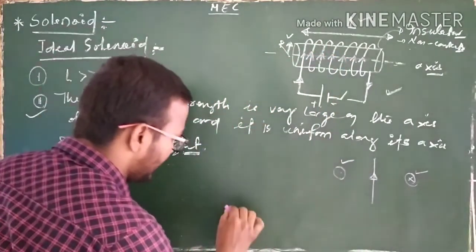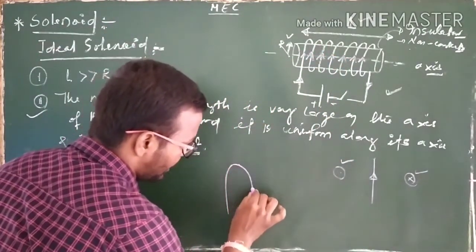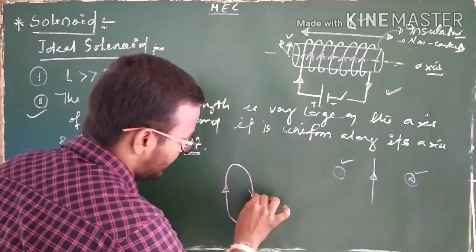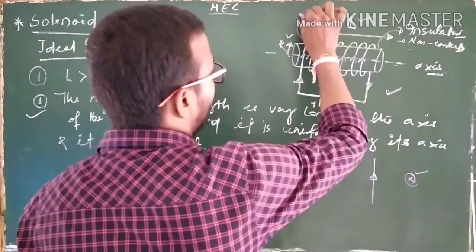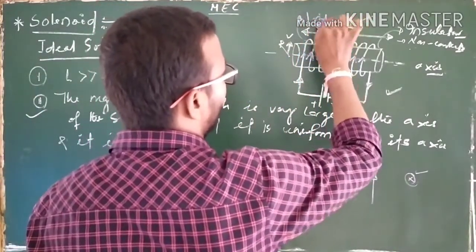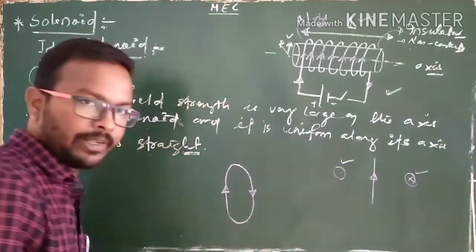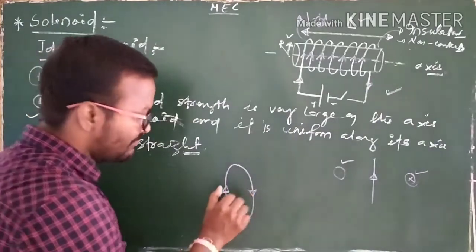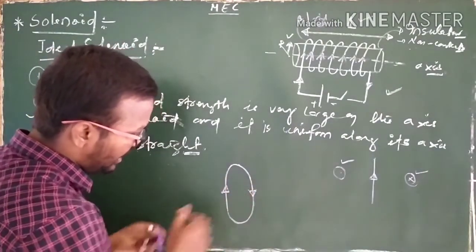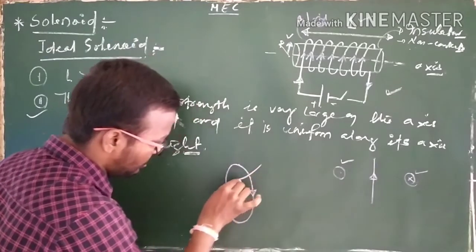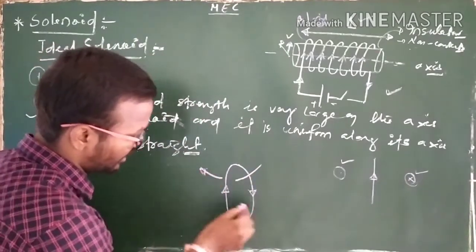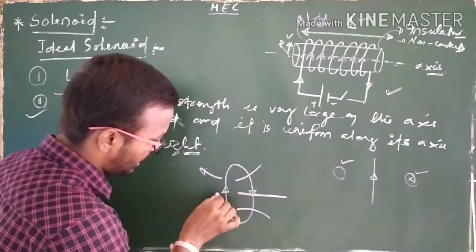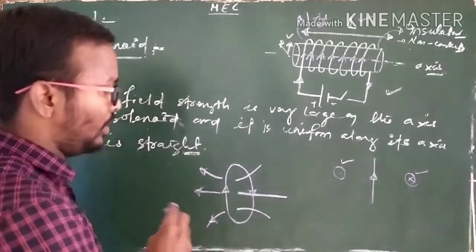Similarly, suppose we have one ring, one circular ring, and this is the direction of flow of current. For one circular ring, if we find the magnetic field strength, then we have to use the right hand thumb rule. That is the direction of current, and this is the direction of magnetic field in this way. Clear? This is the magnetic lines of force for one solenoid.